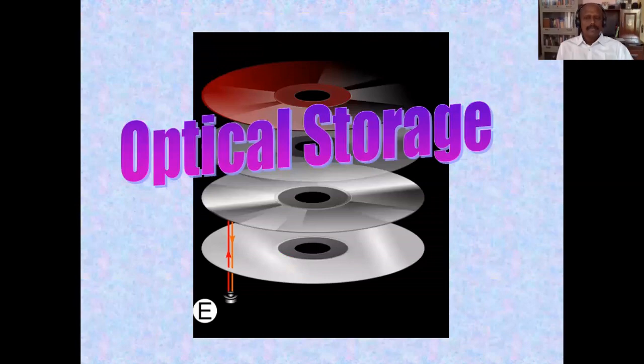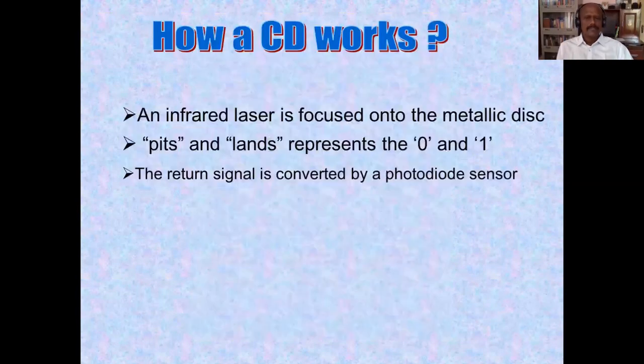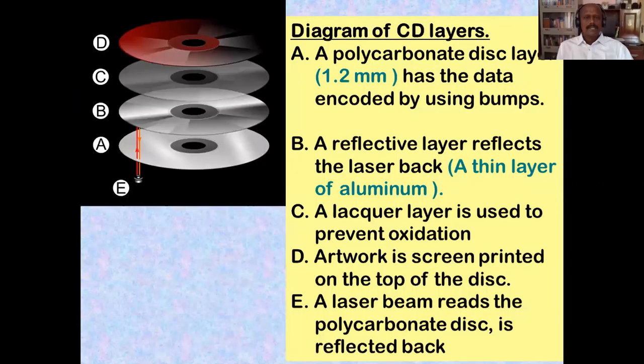We are all familiar with optical storage, that is storage in a CD or DVD. Now let us try to understand how a CD works. A CD can be considered made up of four layers. The layer A is a polycarbonate disc. Polycarbonate is a polymer which is also used for making our water bottle. So this is a polycarbonate disc, which is nearly 1.2 millimeter thick.